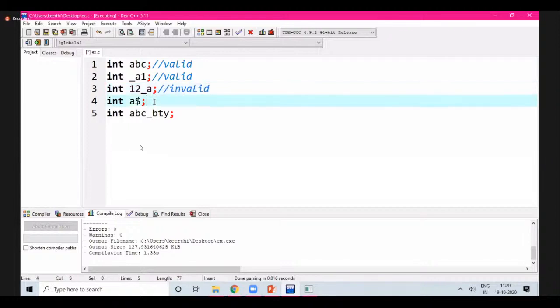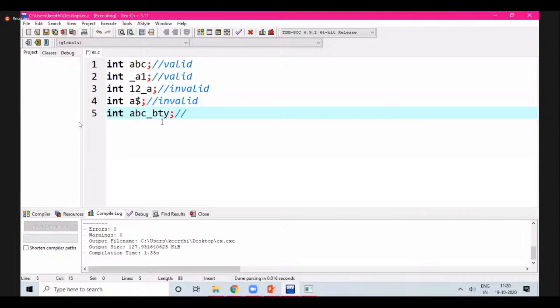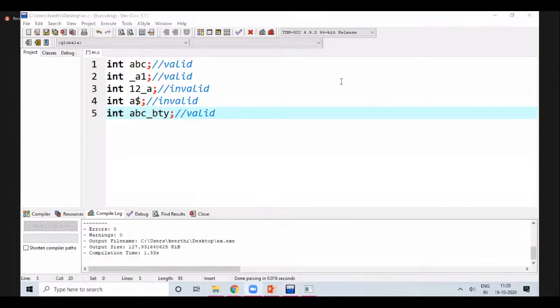Now, in line number 4, A is an alphabet, dollar is a special symbol. So this is an invalid statement. You can't use special symbols other than underscore. So this is an invalid syntax for your identifier. And line number 5 is purely valid because you have the first letter as an alphabet and underscore is allowed. So this is valid syntax. Okay, understood identifiers? Anyone has any doubt with identifiers?